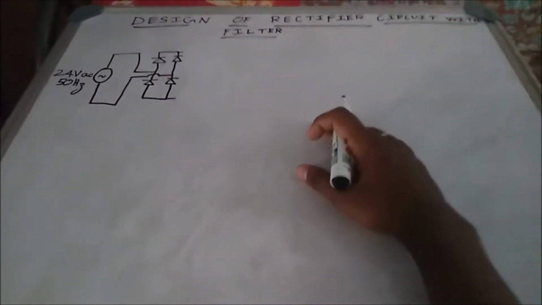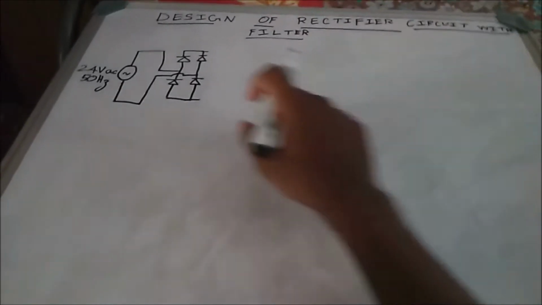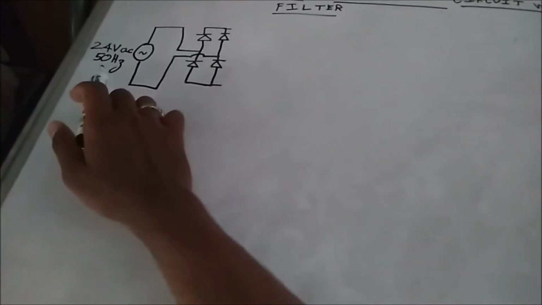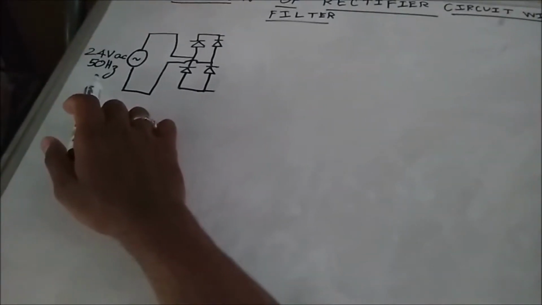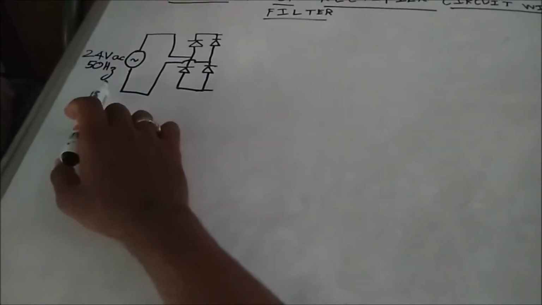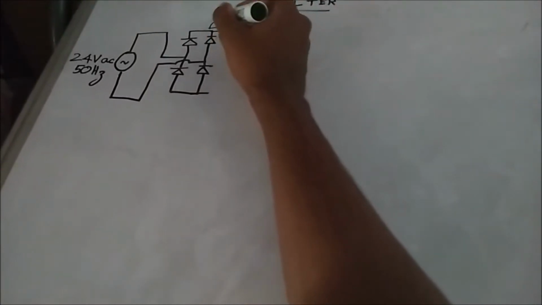Okay, let's begin this. So here we have a rectifier circuit with a 24 volt AC 50 Hz supply. So the input will be AC. After rectification, we do get a waveform like this.